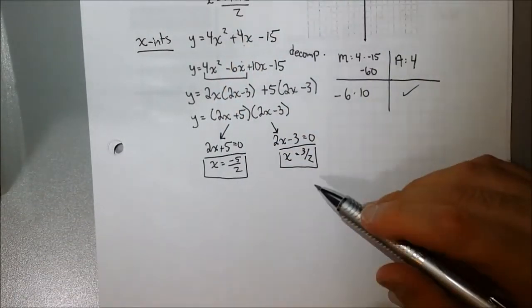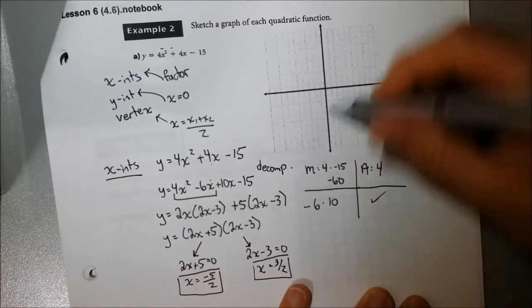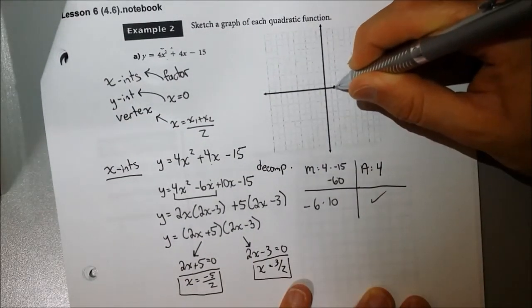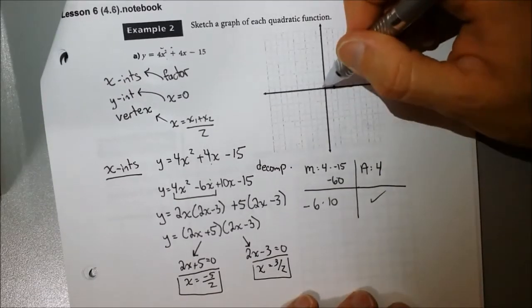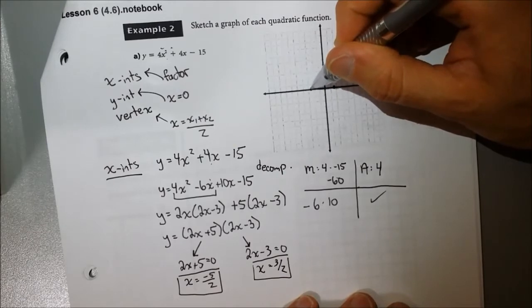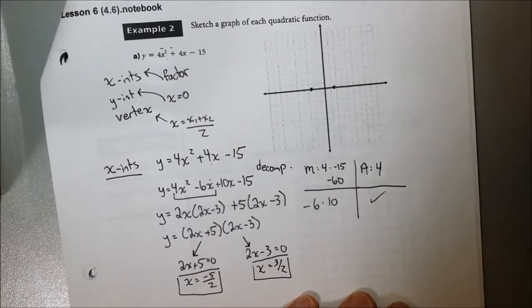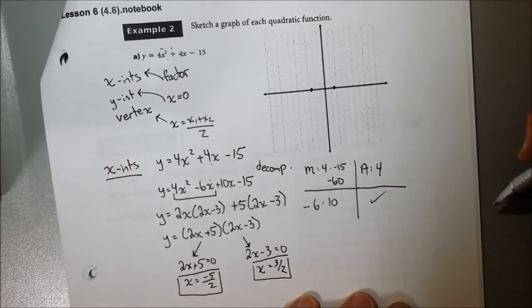I'm going to go ahead and throw those on my graph right away because I know I'm going to need them. So 3 over 2 is 1.5. So that would be right there. Negative 5 over 2, well, that's the same thing as negative 2.5. So I'm going to go to that spot and put a dot right there.